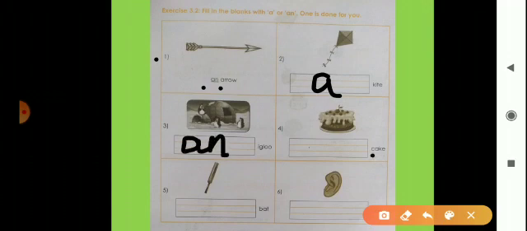Then cake. C-A-K-E, cake. C is a consonant, so write a. And then bat. B is a consonant, so write a again. And number 6, ear. E is a vowel, so write an. Okay.